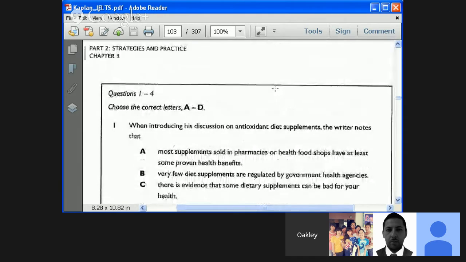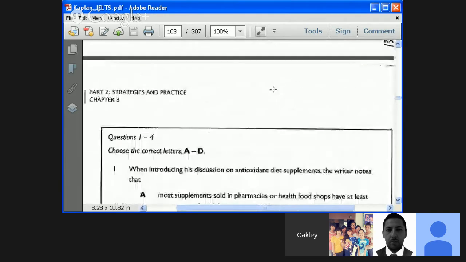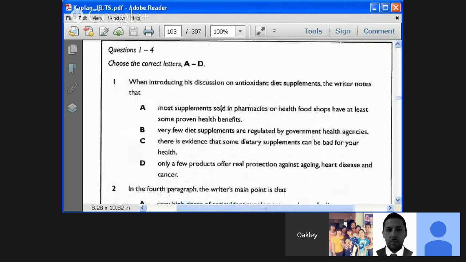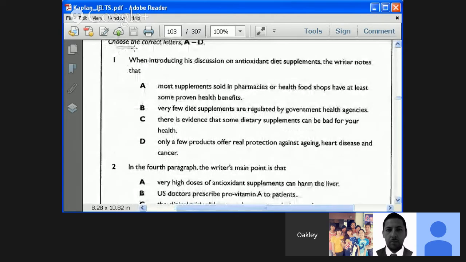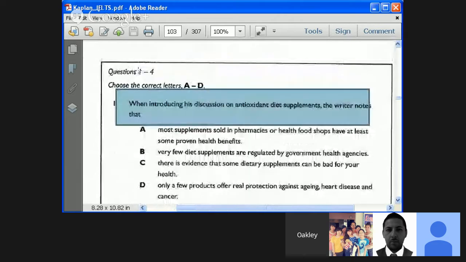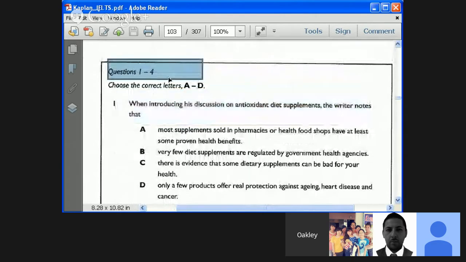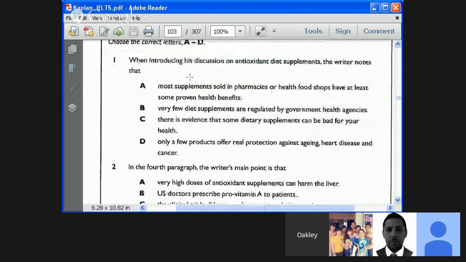Okay. First off the bat here, I can see what I have here when introducing his discussion. Now, normally it's missing here, but normally it would say, really, it would say summary questions here. There would be some information, but I can see that's what it is.